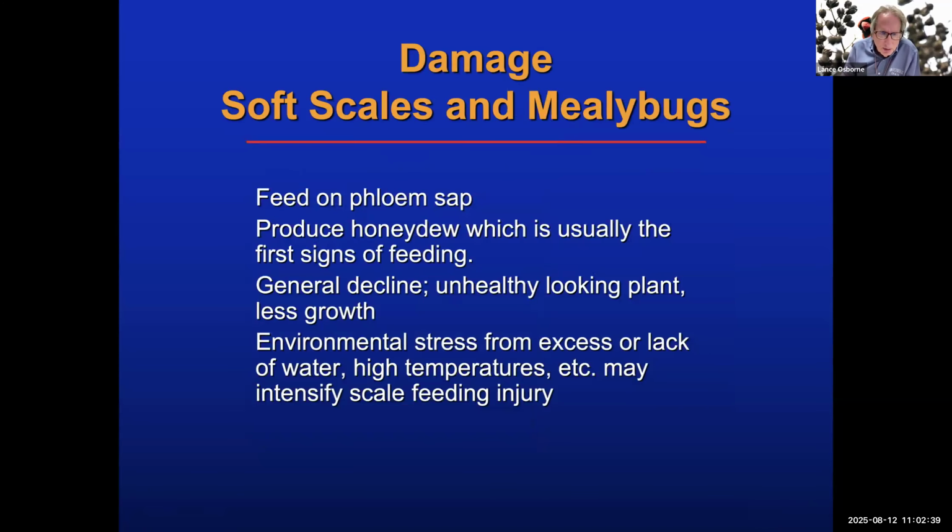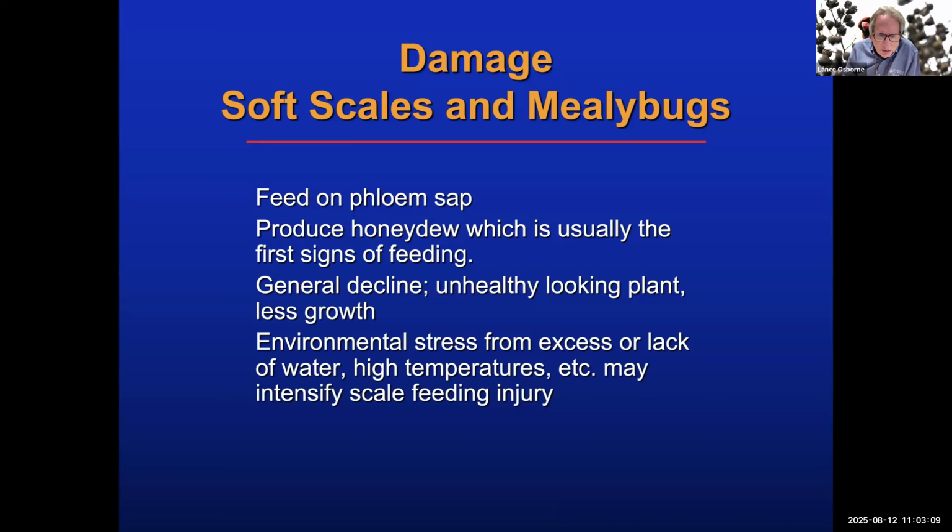Damage from soft scales and mealybugs: again, they feed on the phloem sap and produce honeydew, which is usually the first sign of feeding. You also look for aphids, because in a greenhouse, in a nursery, or in a landscape, they have to make a living. And a lot of times, if you track them to where they're going, you'll either find the colony or some sort of insect that they're feeding on.